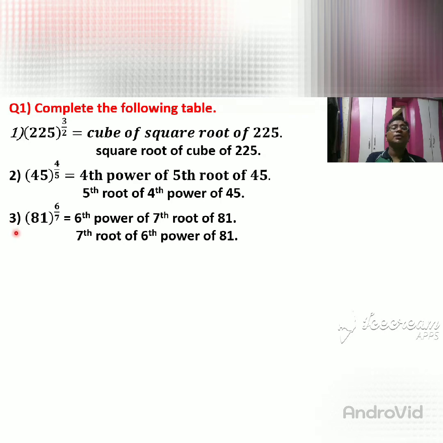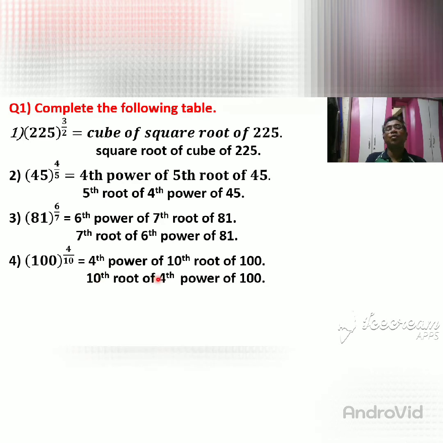It is very simple. Then another problem, see 100 indices 4 upon 10. What is the power? 4. What is the root? 10. So how can you read from the power? Fourth power of 10th root of 100. Then you can read by the root: 10th root of fourth power of 100. Such a way we read this.